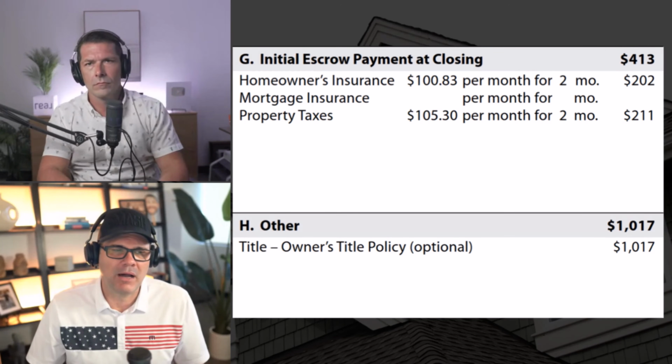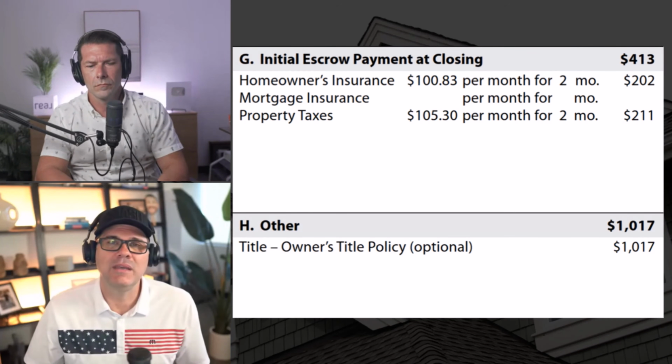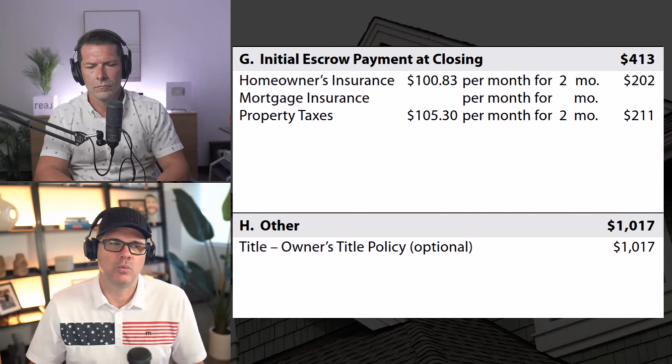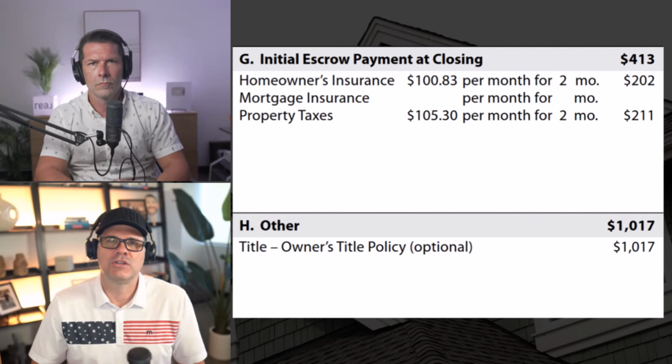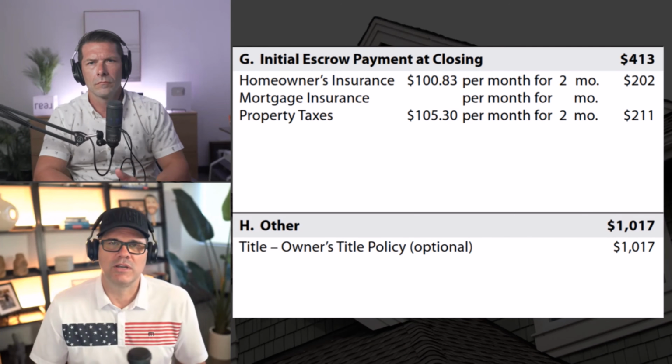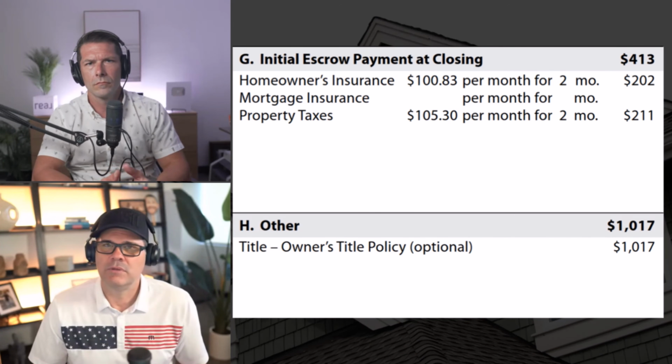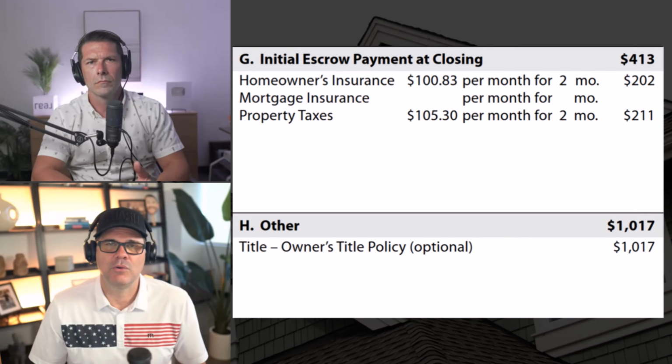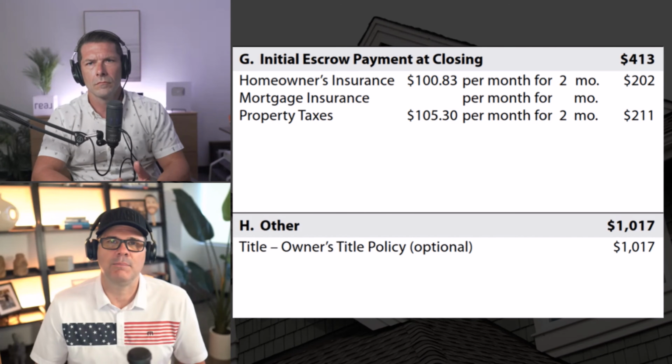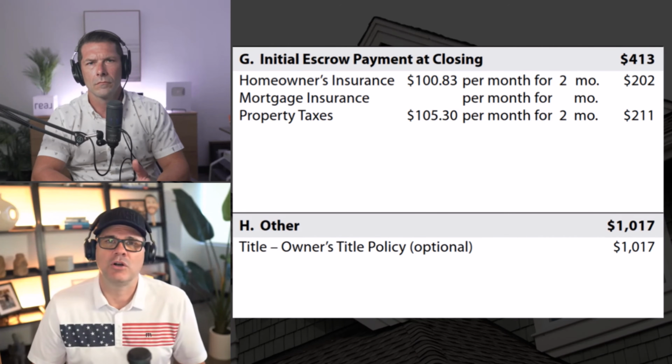Now, we talked about box H. This is other. Really the only thing, almost the only thing that ever will show up under other is an owner's title policy. So you'll notice it says optional. You are not required to have an owner's title policy. In California, 98% of the time, the seller is going to agree to pay that owner's title policy. So it doesn't show up on here. It's not a charge to you at all.